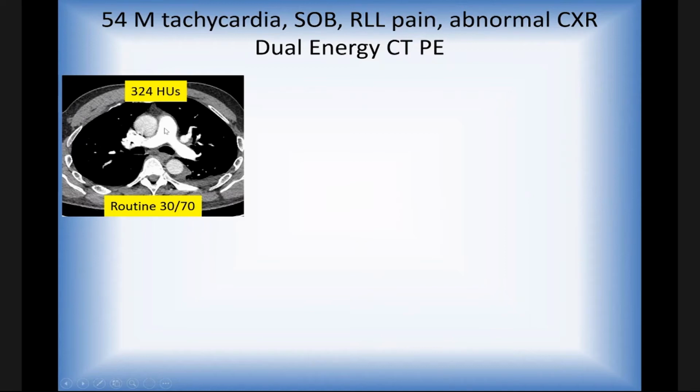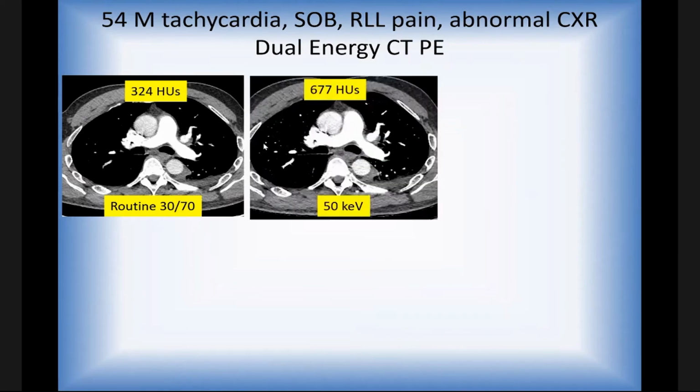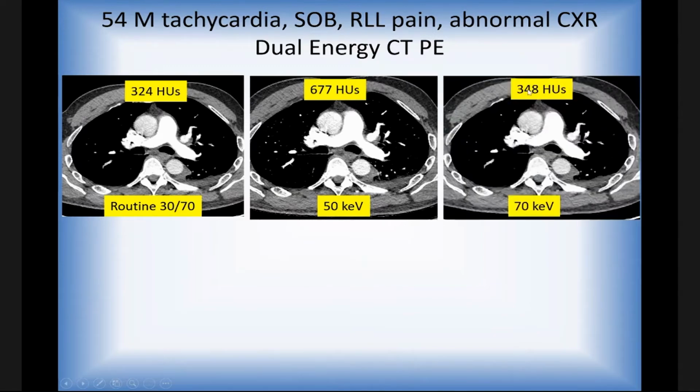We measure the density in the pulmonary artery. It is about 324 Hounsfield unit. And look at this. This is at the lower energy, 50 keV. So the contrast enhancement is double, around 677. And then look at the low energy: we have almost the same enhancement of the contrast, 348, and our hybrid, the usual, is 324.